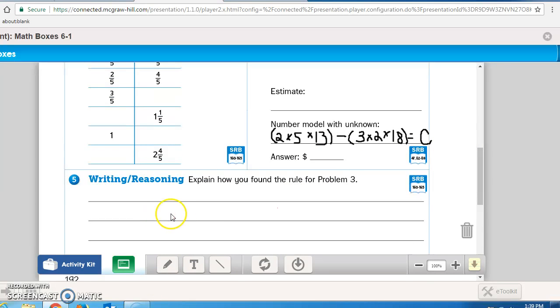Math Box 5 is just asking you to explain how you found the rule for problem 3. Finish this page making sure that you write your writing and reasoning answer, and then turn the recording on for the last assignment. Please make sure, though, you are taking your math journal up to the math journal answer key and correcting this page. And if there's anything you have wrong, bring it back to myself or Mrs. Voorhees before you go on.